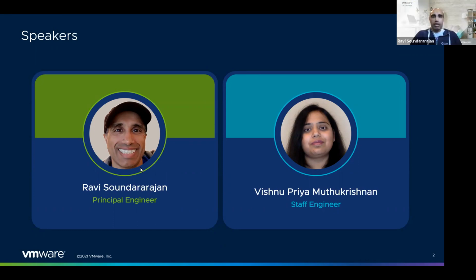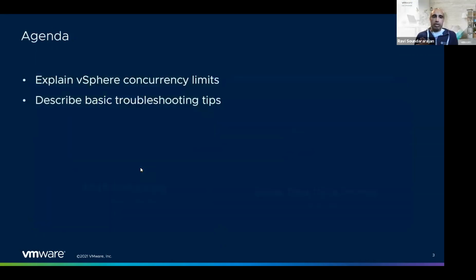Thanks, Vishnu. So like I said, we're going to be talking about the common questions that we get from our customers. It's going to be organized into two parts. I will first speak about vSphere concurrency. How many operations can I do at once? And I'll also discuss what you can do to find out if you're bumping up against those limits. After that, I'll hand it over to Vishnu to talk a bit more about UI and UI performance troubleshooting.